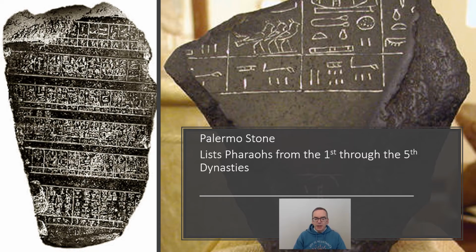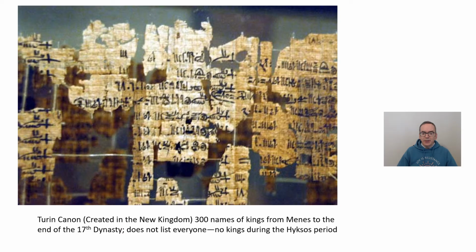So this Palermo Stone lists the pharaohs from the 1st through the 5th dynasties, and these tend to go into the early dynastic period, all the way up into the Old Kingdom. Sometimes the 5th dynasty is included in the Old Kingdom. But here's one list that we have listing the names of the pharaohs.